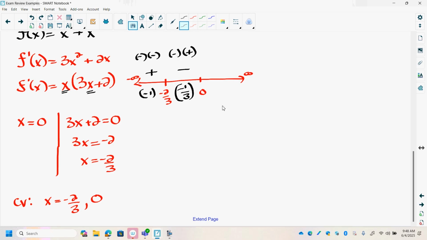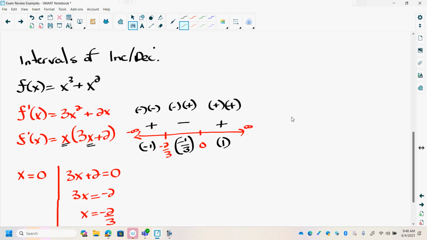A negative. And then give me something between 0 and infinity. A 1. This would be a positive 1. This would be 3 times 1, 3 plus 2, positive 5. What's a positive times a positive? So here's what I know is happening. My curve looks like it's increasing, and then it's decreasing, and then it's increasing. Does that make sense?